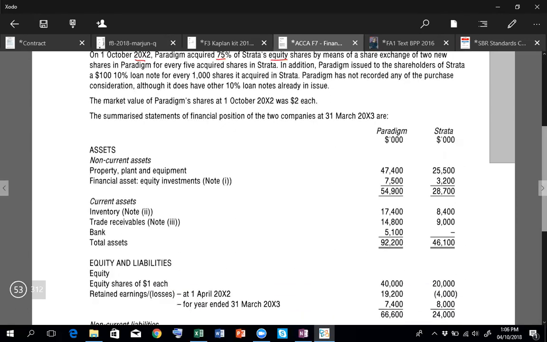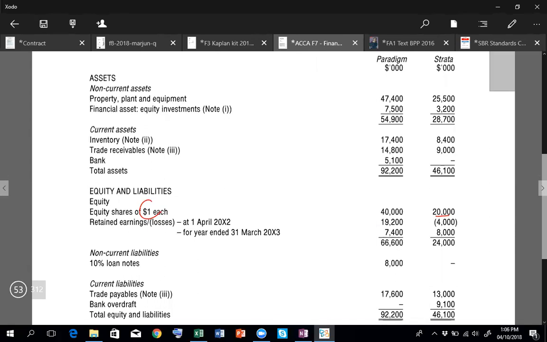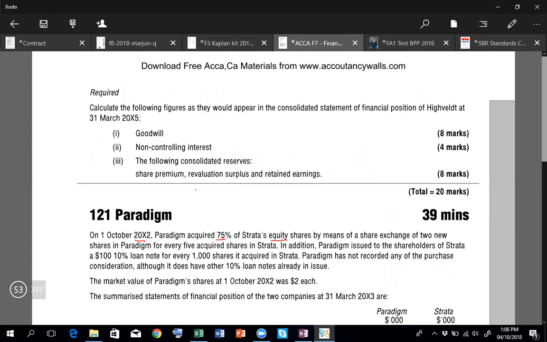If you see the total number of shares of the subsidiary, if you go to the balance sheet, the balance is 20,000, and $1 is the par value of the shares. So that means 20,000 shares multiplied by 75%, that gives you 15,000. Let's work it out, multiply by 0.75. Yes, it gives you 15,000. 15,000 is the number of shares acquired.